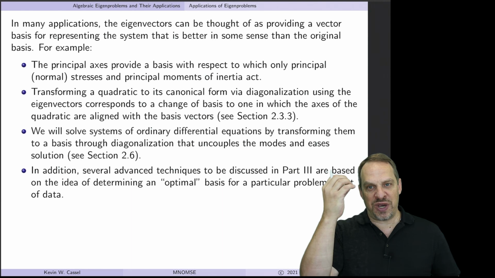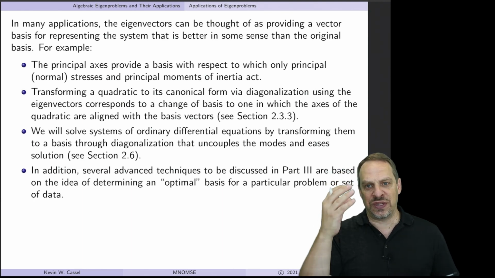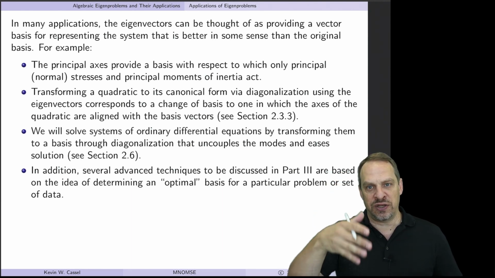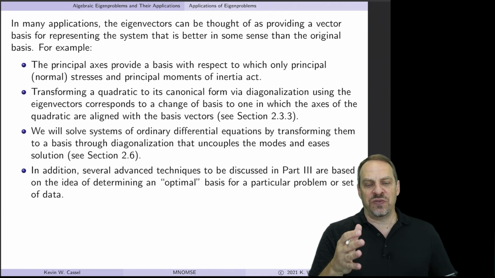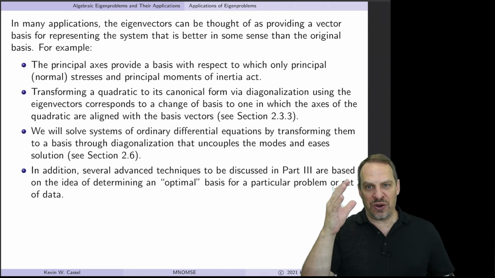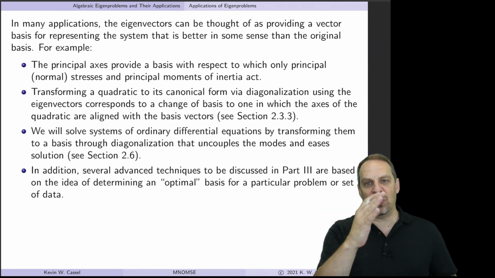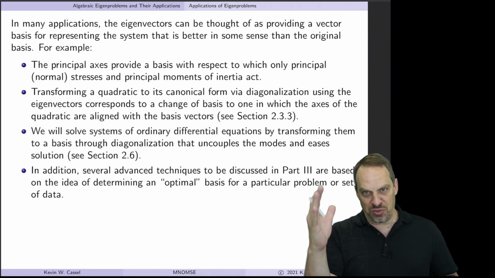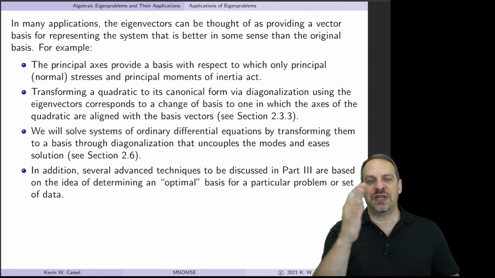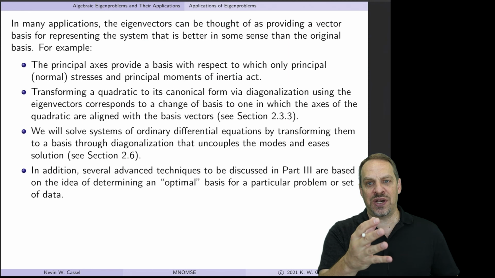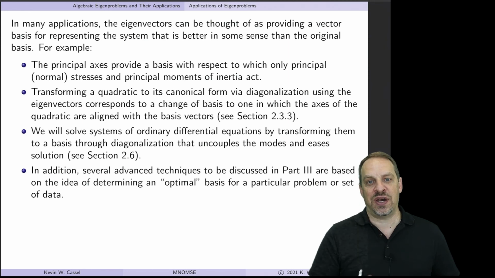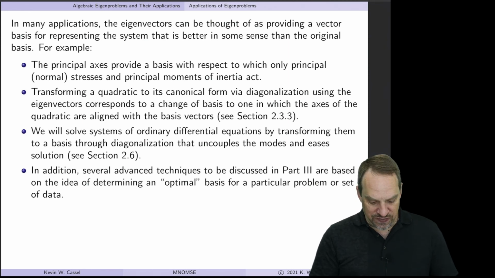So always think about, if you're getting lost, where's he going with this? We're getting into the details, into the weeds, and I'm getting a little confused. Stop and think about, why are we doing this? What is the simplification that's happening? What is the simplification through the modal matrix, through finding the principal stresses and principal axes? What is that simplification in this particular context, and how is it related to eigenvalues and eigenvectors?